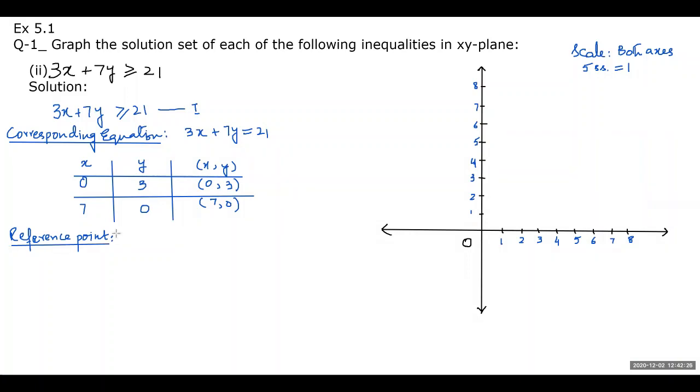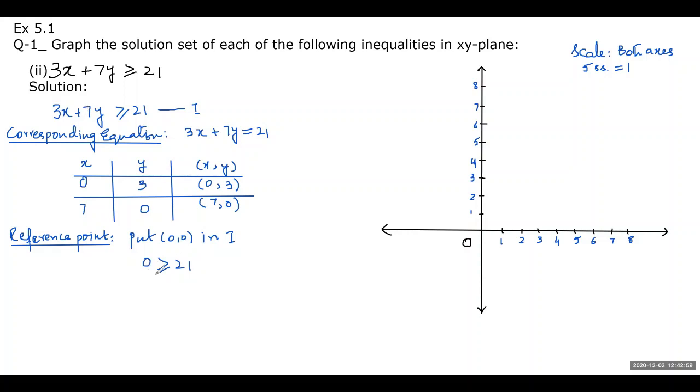So what we are going to do is simply put (0, 0) in this inequality number 1. In 1, put x equals 0 and y equals 0. These are the coordinates of the origin. What will you get? 3 into 0 plus 7 into 0, that gives me simply 0. It is greater than or equal to 21. You better do all these calculations verbally because these are very simple calculations.